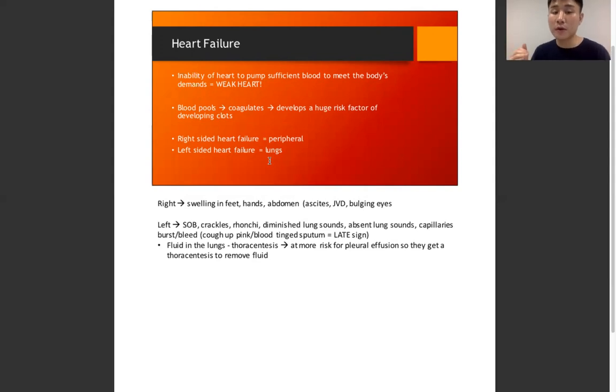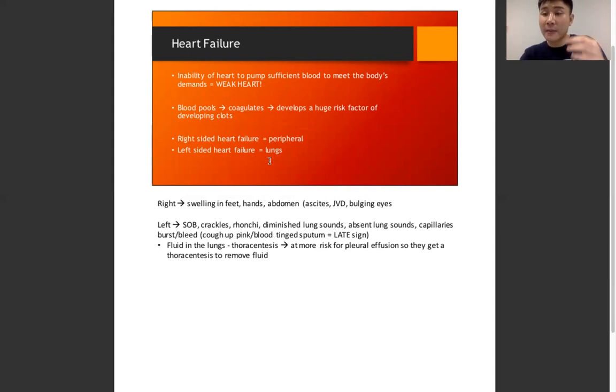So let's go deeper. If someone has right-sided heart failure, they will show signs and symptoms of swelling in the feet, hand, and abdomen. What is another word for swelling? Edema. These patients who have right-sided heart failure will have ascites, jugular vein distension, bulging eyes. Okay, so why does right-sided heart failure cause edema and swelling in the peripheral area and bulging eyes and this crazy ascites stuff? Ascites is fluid in the abdomen, by the way.